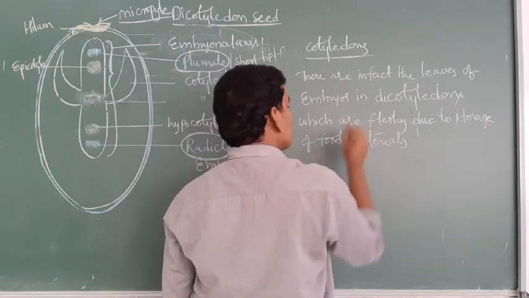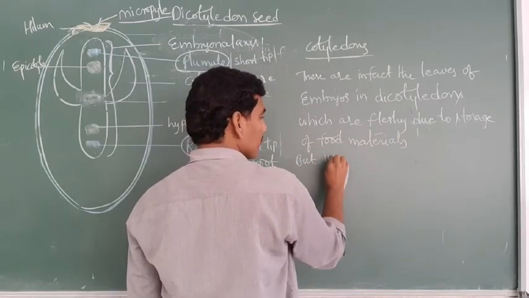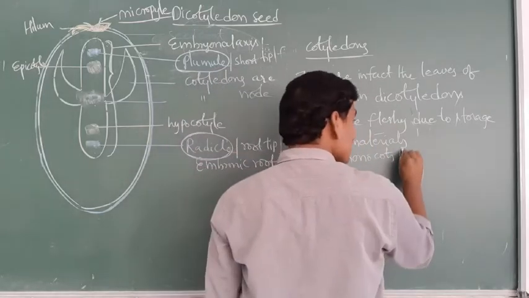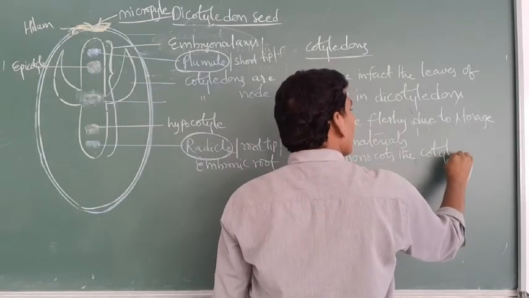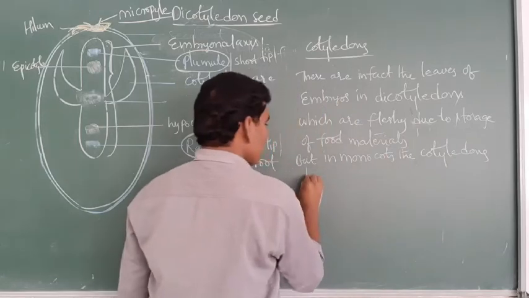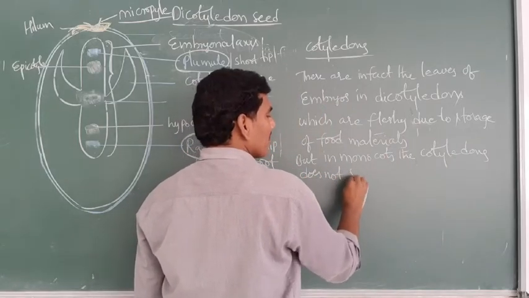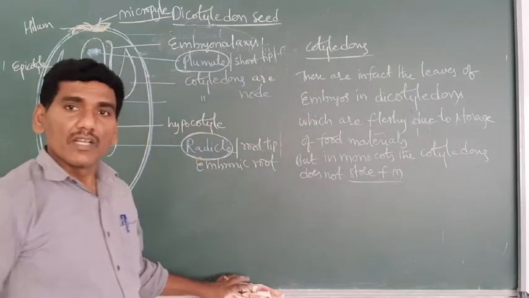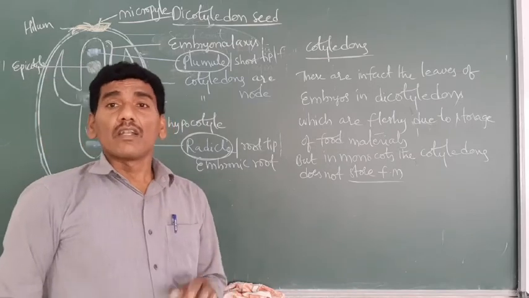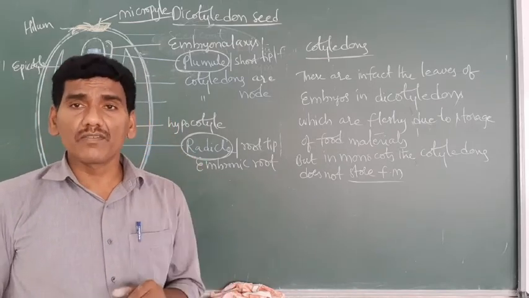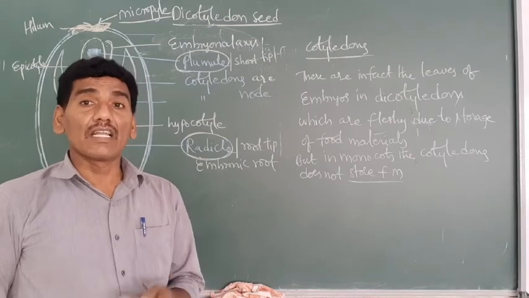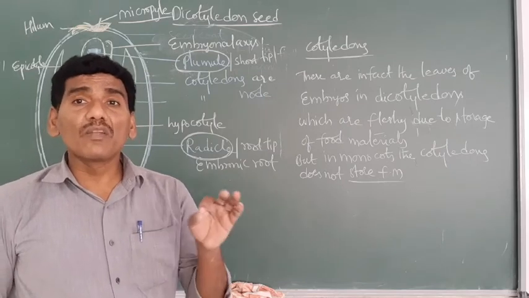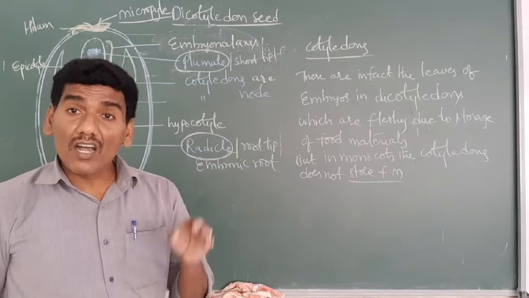Food materials. But in monocots, the cotyledons do not store food material. Here, if you properly observe the dicotyledon seeds and monocotyledon seeds, in dicotyledon seeds, the cotyledons store the food materials, but in monocotyledon plants, the cotyledons do not store the food material.